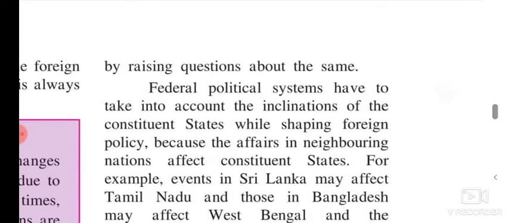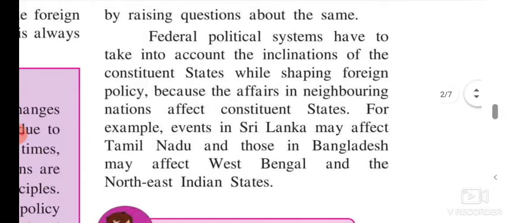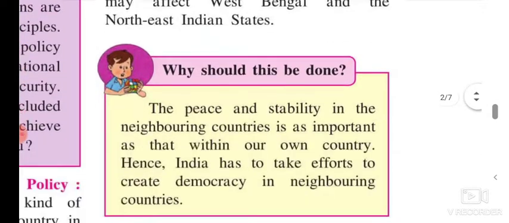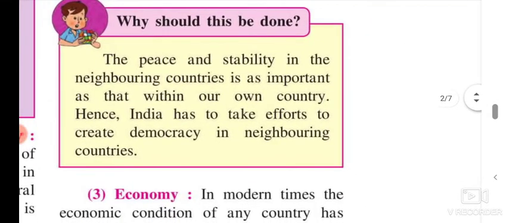By raising questions about the same. Federal political systems have to take into account the inclinations of the constituent nations while shaping foreign policy because affairs in neighboring nations affect the constituent states. For example, events in Sri Lanka may affect Tamil Nadu, those in Bangladesh may affect West Bengal and the northeastern India. We have an activity here.